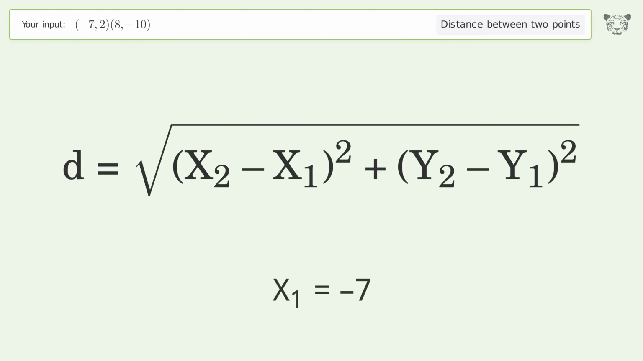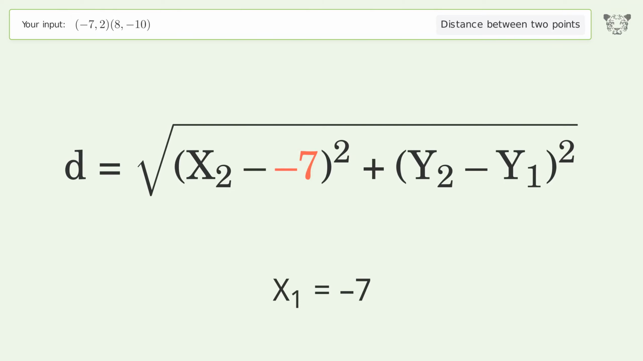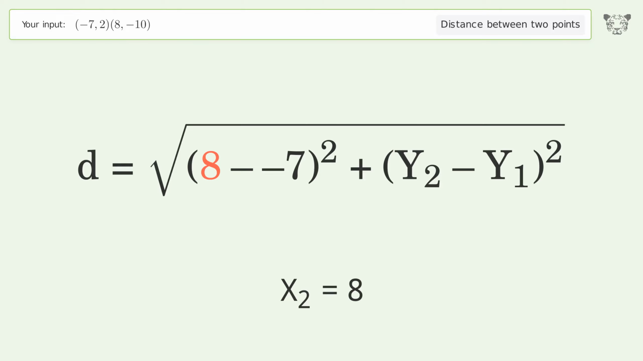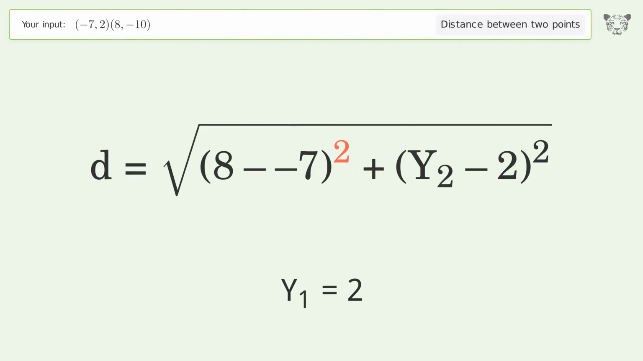x1 equals -7. x2 equals 8. y1 equals 2. y2 equals -10.